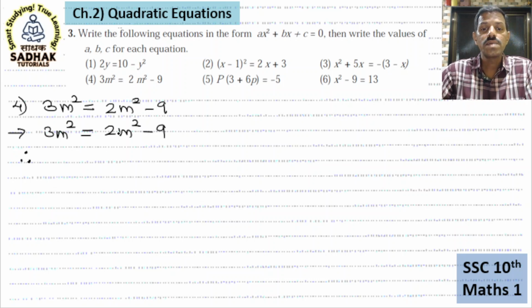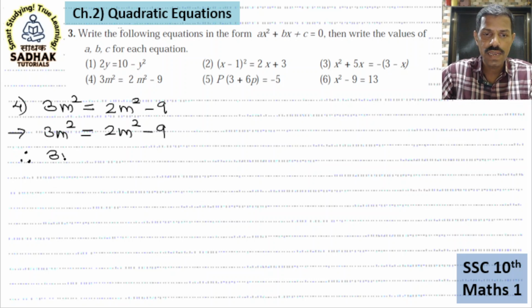Okay, so the 2m square that we see positive on the right hand side, when it goes on the left hand side it will become negative, minus 2m square, and this minus 9 will become plus 9. Okay, so we have 3m square minus 2m square plus 9 is equal to 0.